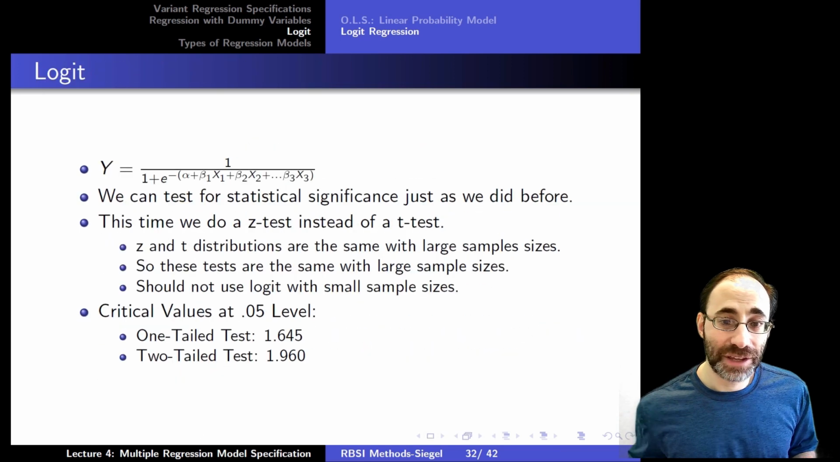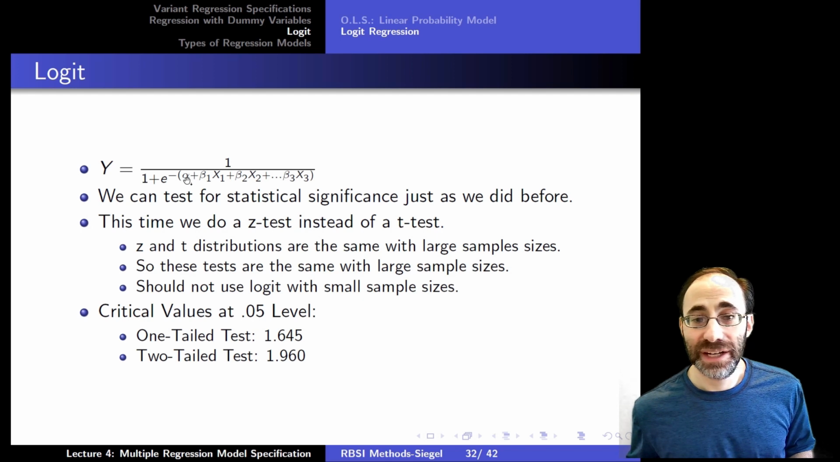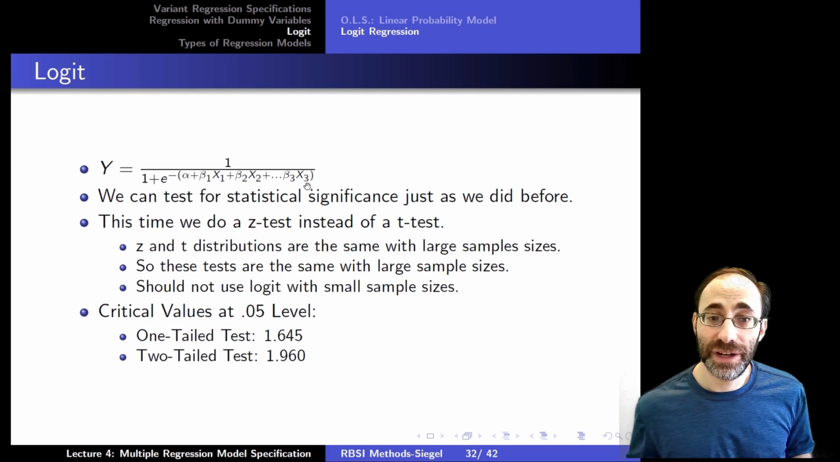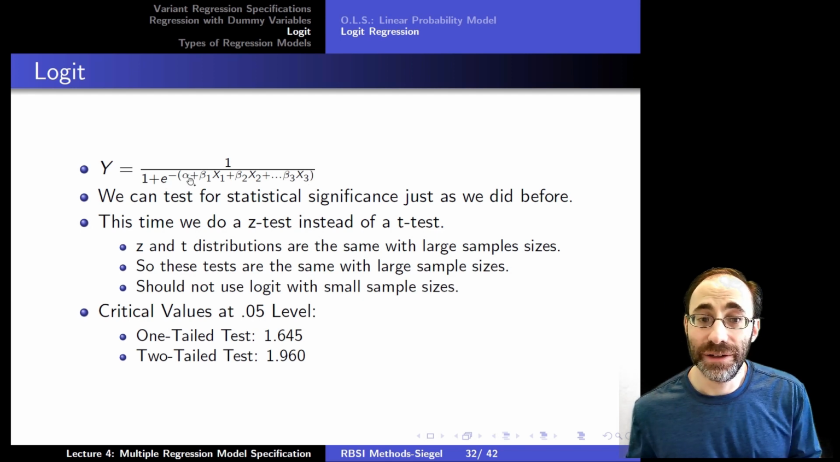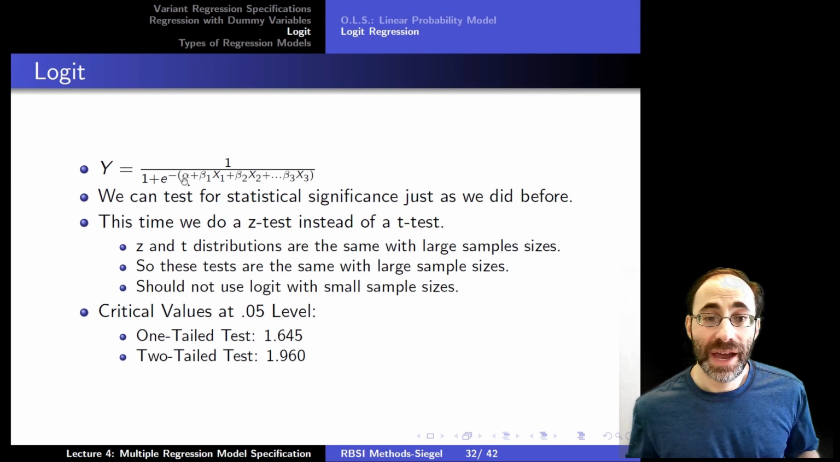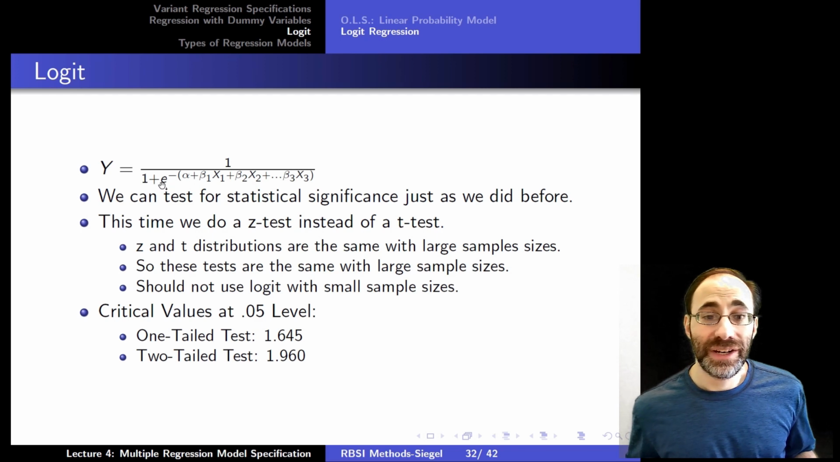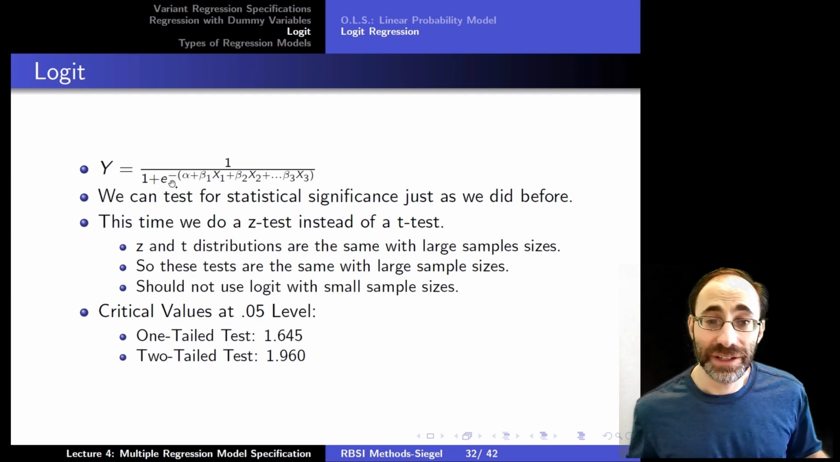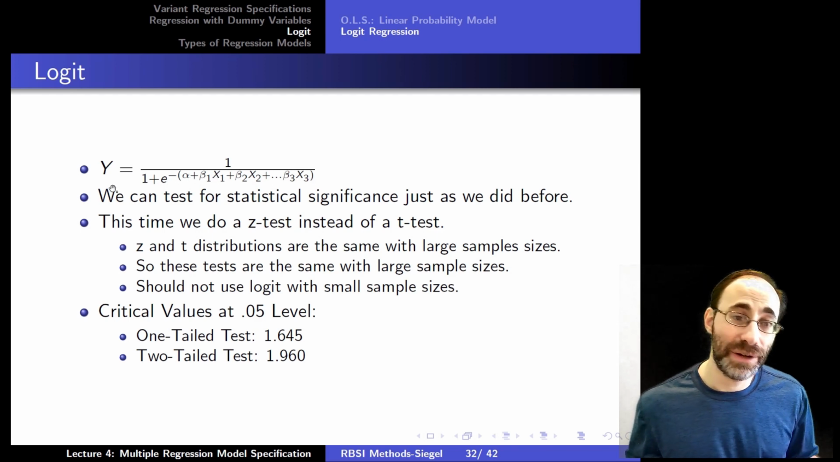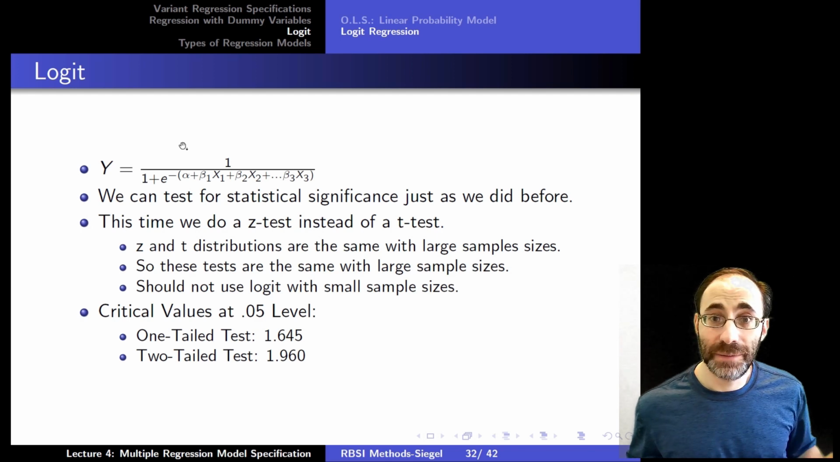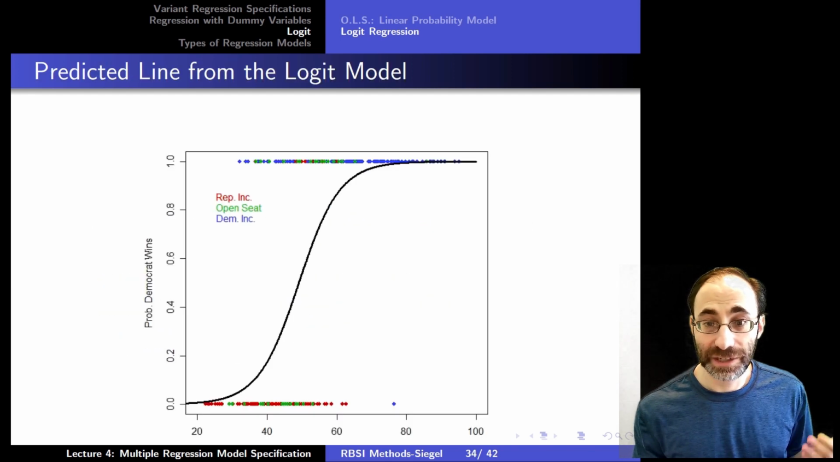To see what it is, we go back to this equation. As these things get huge, this goes to infinity. E to the negative infinity is 0, so y is 1. As these things go to negative infinity, you get e to the infinity, which is infinite. You get 1 over infinity, which is 0. So the logit is bounded between 0 and 1. So it can actually represent a real probability.